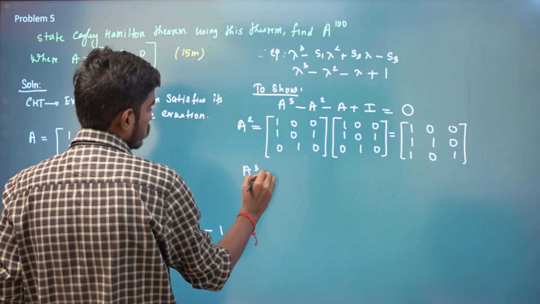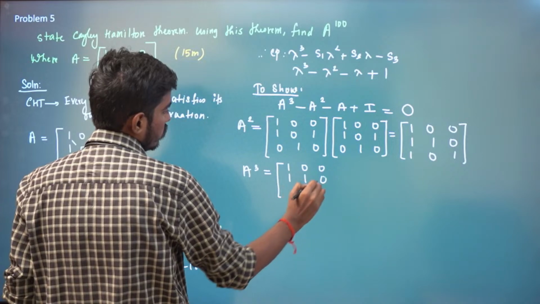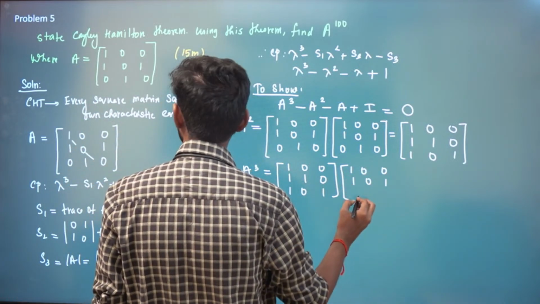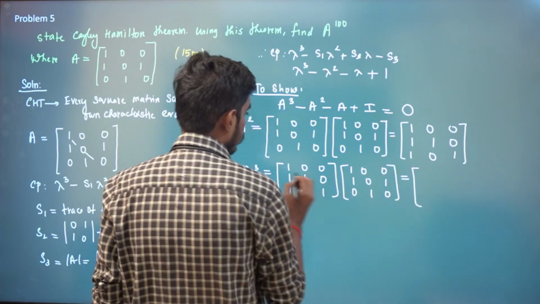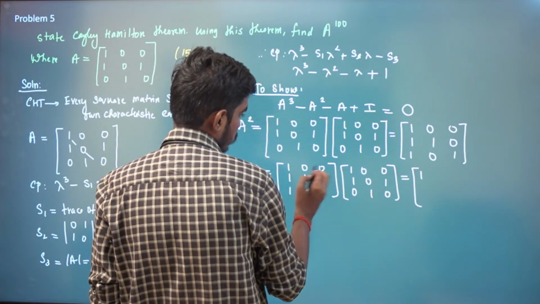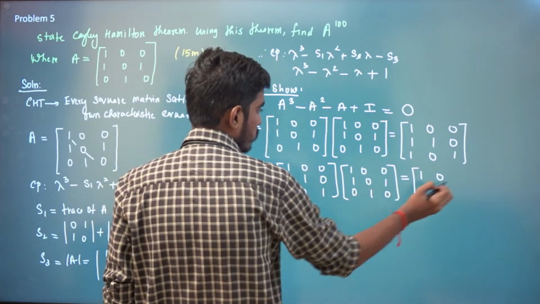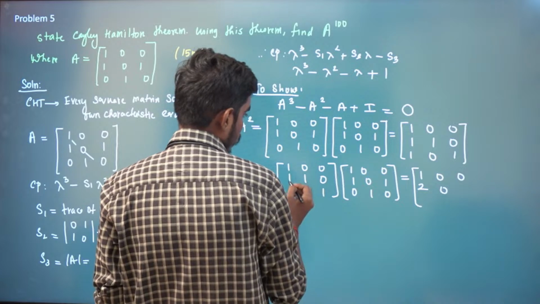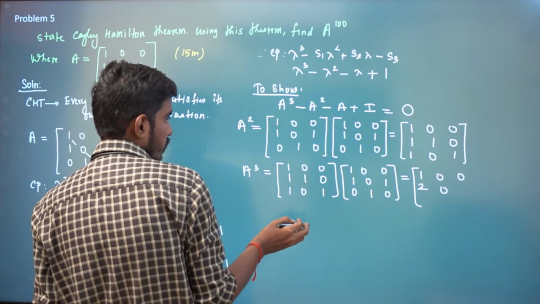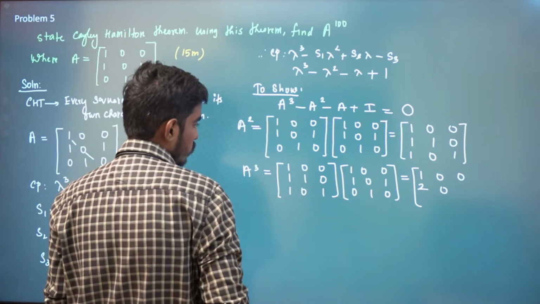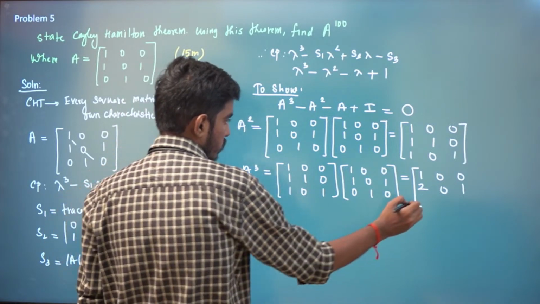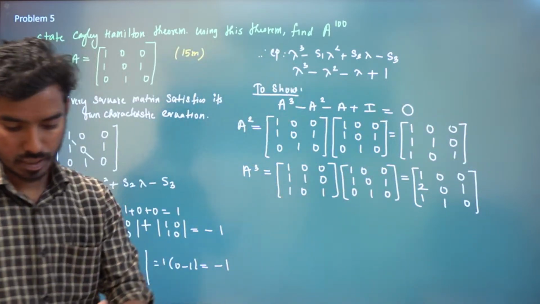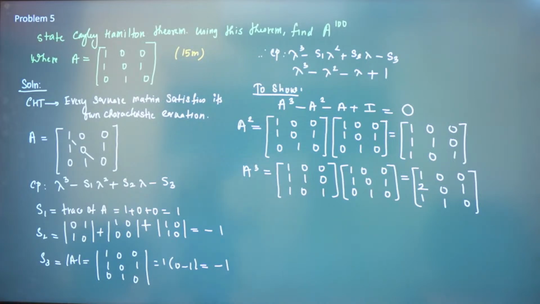Now similarly, you find A cube. So A square into A: 1 0 0, 1 1 0, 1 0 1 times A, where A is 1 0 0, 1 0 1, 0 1 0. Multiplying row by column, this is your A cube matrix, 1 0 0, 2 0 1, 1 1 0.